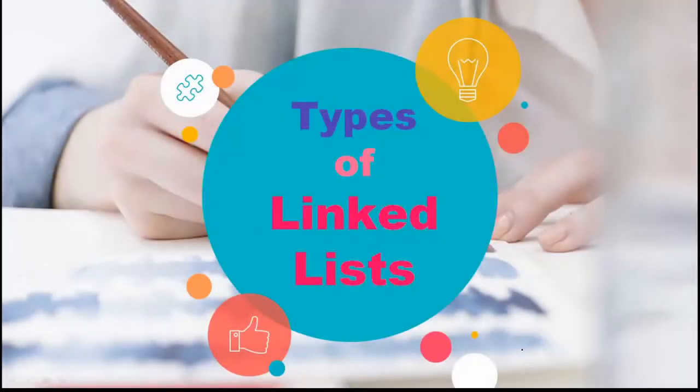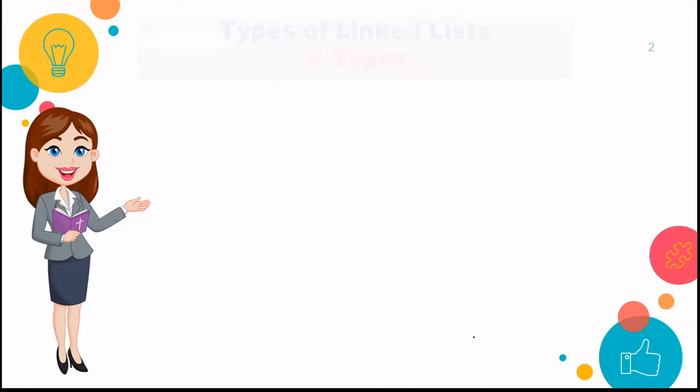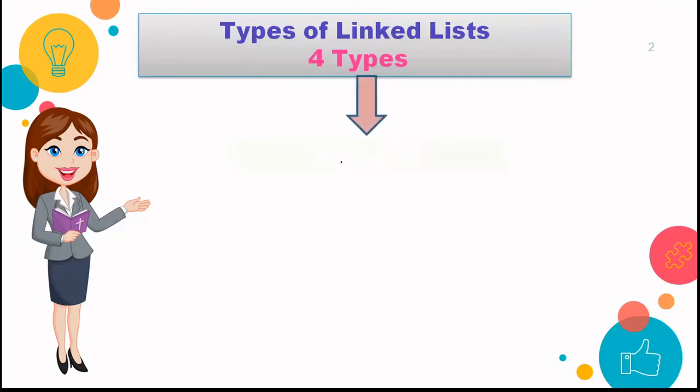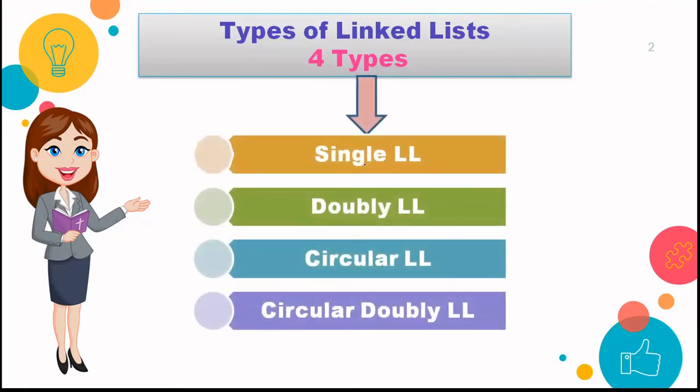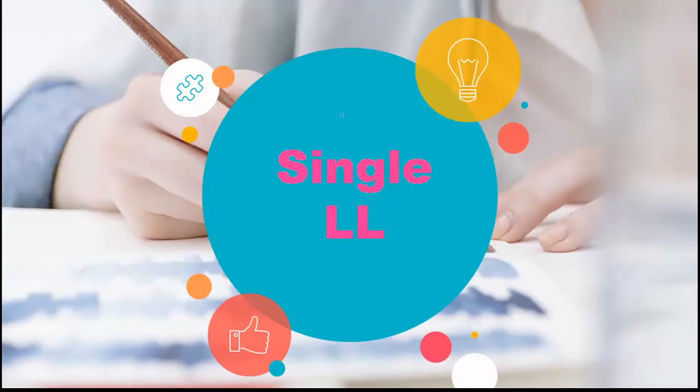Hello everyone. In this lecture, we will learn about the different types of linked lists. There are four types of linked list. The first one is singly linked list. Then we have doubly linked list. The third one is circular linked list, and the fourth one is circular doubly linked list. Let's understand all these linked lists one by one with the help of examples.